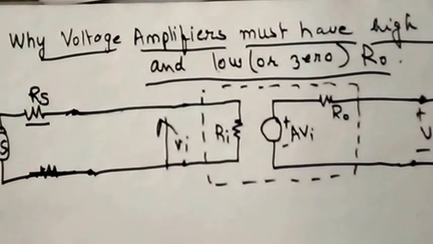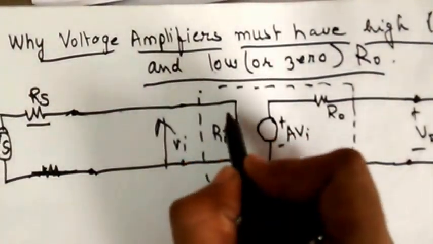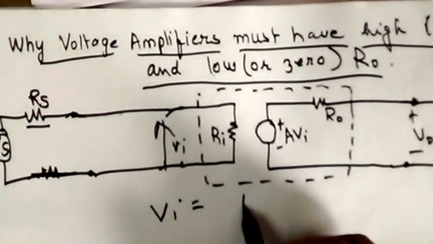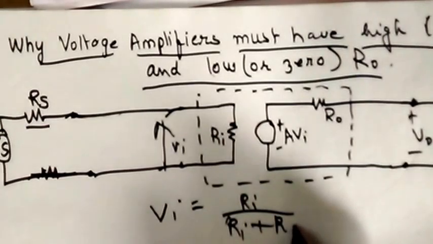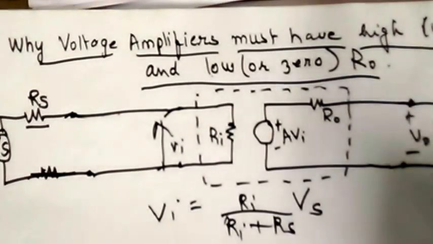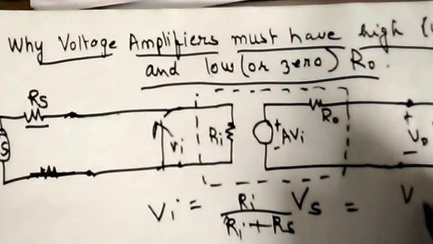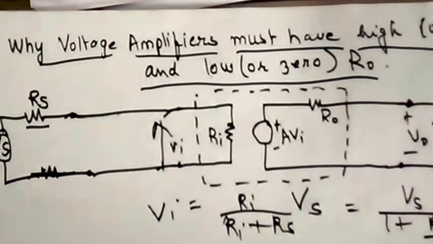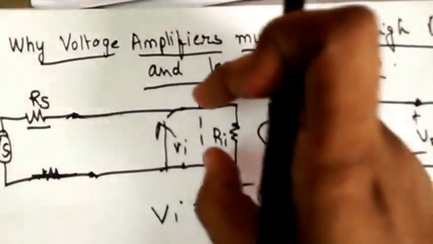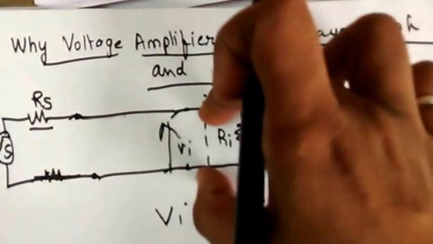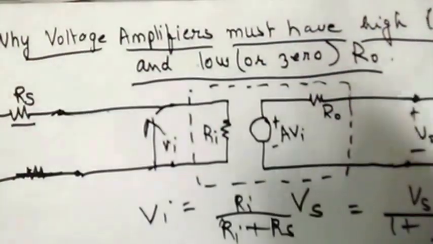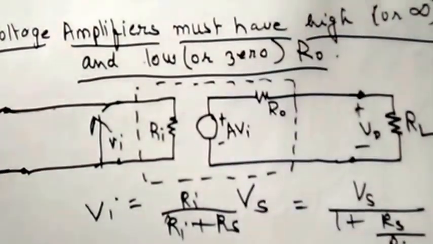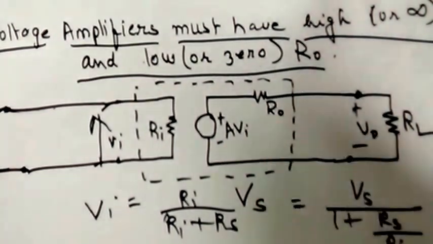What is my Vi? Vi is given by the voltage divider formula, Ri by Ri plus Rs into Vs, which is equal to Vs by 1 plus Rs by Ri. So the voltage that the amplifier is seeing is not Vs but something multiplied by Vs, 1 by something into Vs. That should not happen for an ideal voltage amplifier or for a good voltage amplifier.